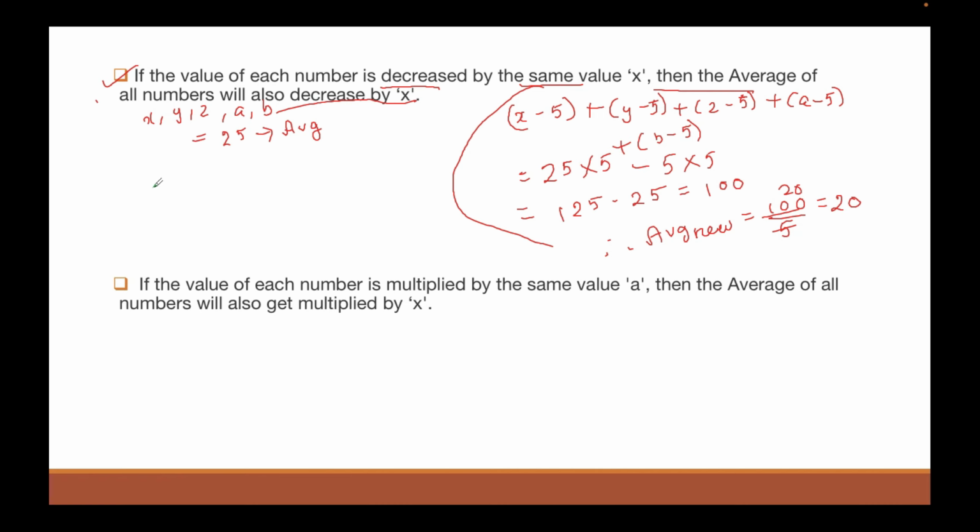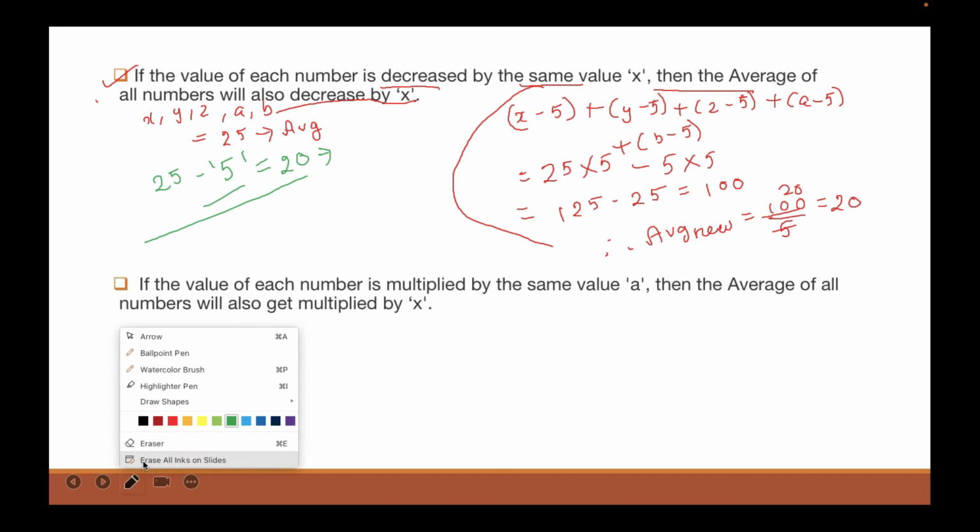So we can simply write the whole average minus the number which is there. What is there? It is 5. It is by this number that each of the numbers was getting decreased. So 25 minus 5 is 20. That is the new average. Got it? I hope this is clear.